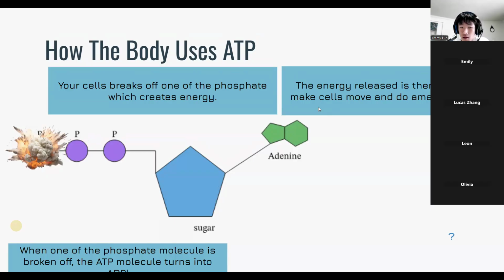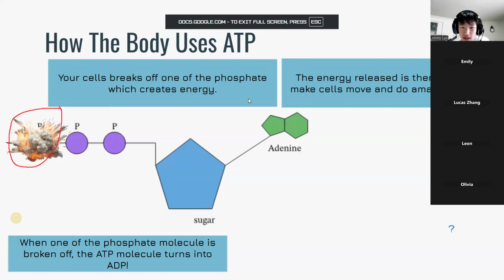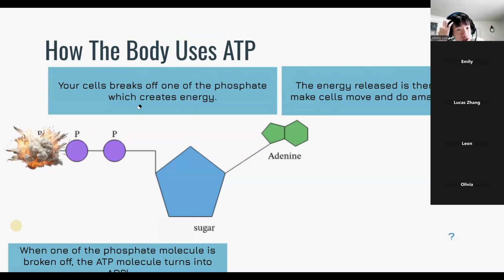Now the ATP, when the phosphate breaks off, that's basically energy being made. Now it's a little bit more complicated than just breaking off the tail and then the energy is used to make things move. Your cells actually have to take that phosphate, the little circle, and put it in another area, an area where things need to move.